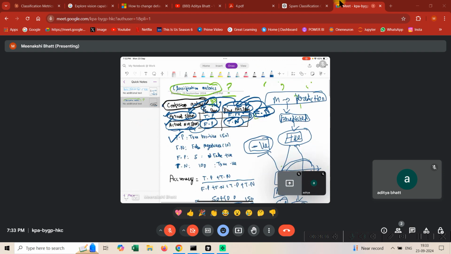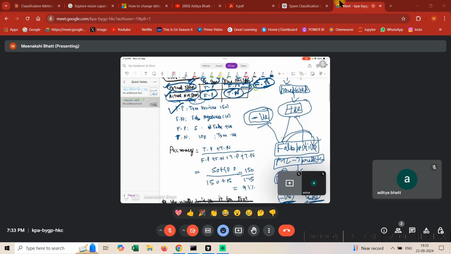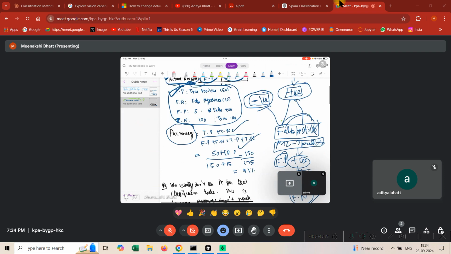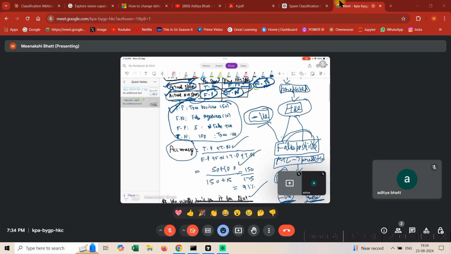Done. Now, what is the formula for computing accuracy? Computing accuracy is that you add these diagonally, TP plus TN, and divide by all those four things which we have. So you will create a model and you will create this confusion matrix.